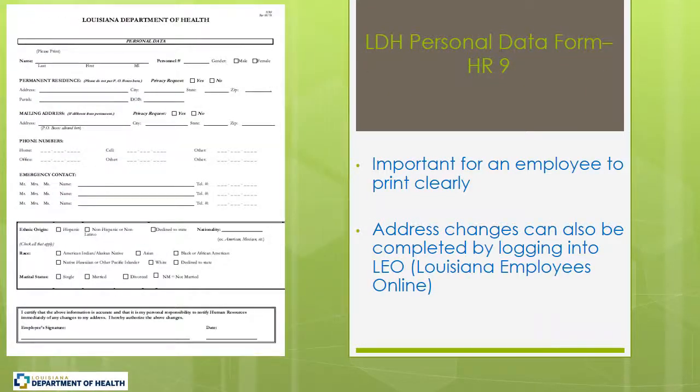The Personal Data Form, or HR 9, is used for current employees if an address change, name change, emergency contact change, or marital status change is required. The name should be completed exactly as it appears on the Social Security card. The form should be completed in its entirety, no matter what change is being made. A copy of the new Social Security card is required for a name change. No exceptions.